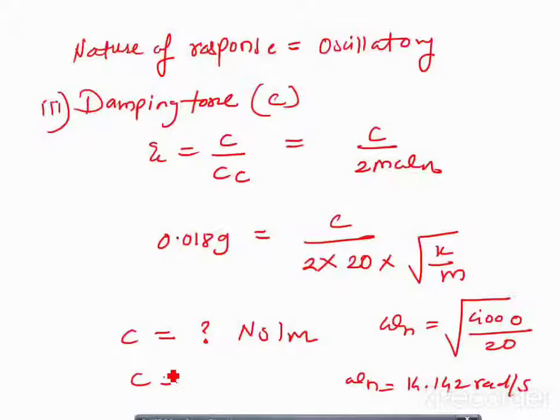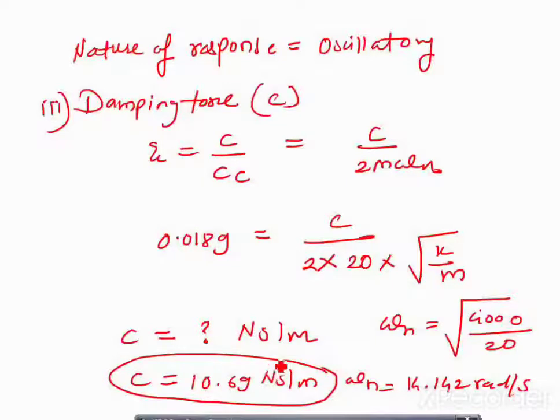So what is C? zeta is 0.0189, multiplied by 2 into 20, multiplied by 14.142. So you are getting this damping constant C equal to 10.69 Newton seconds per meter. So now we have found out the damping force, and you can call it the damping constant C. Is it clear?